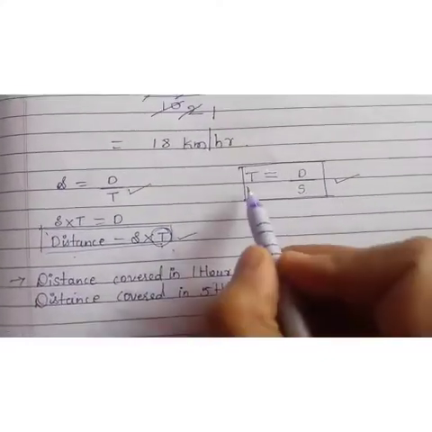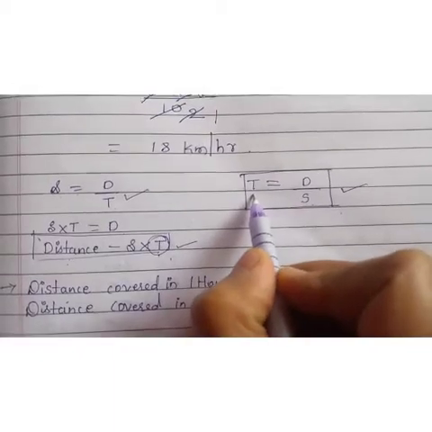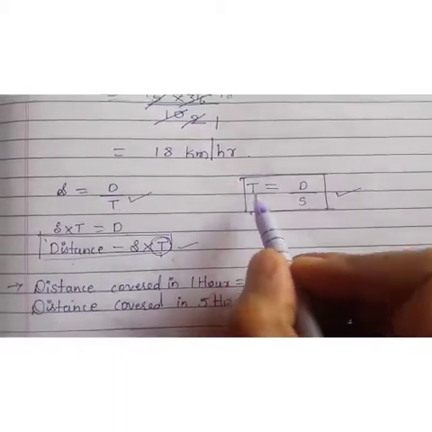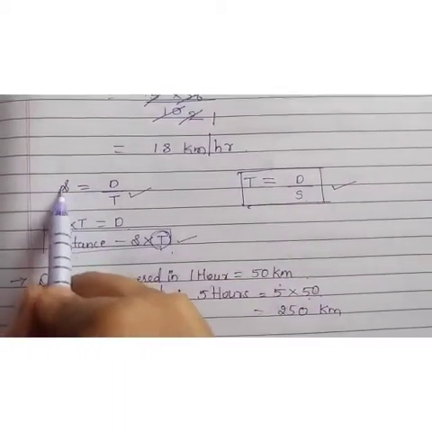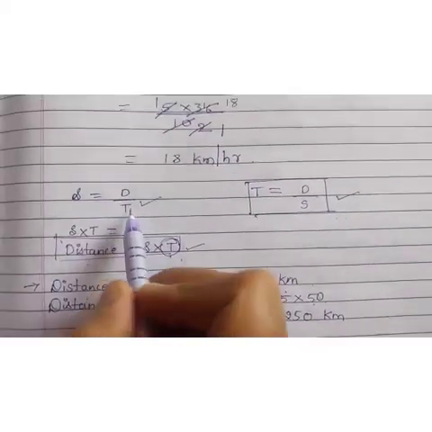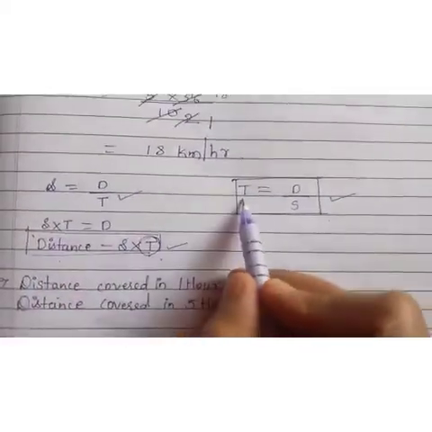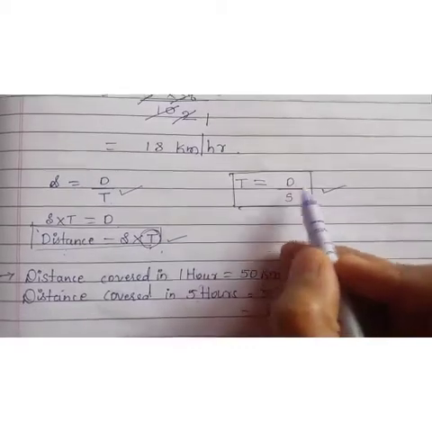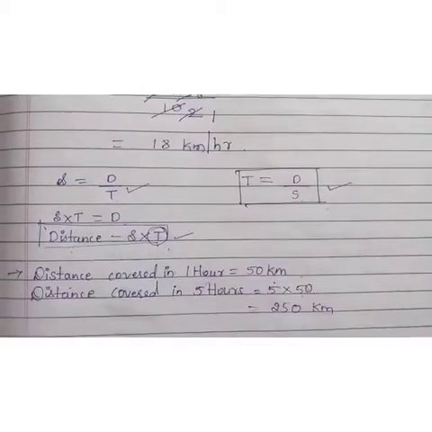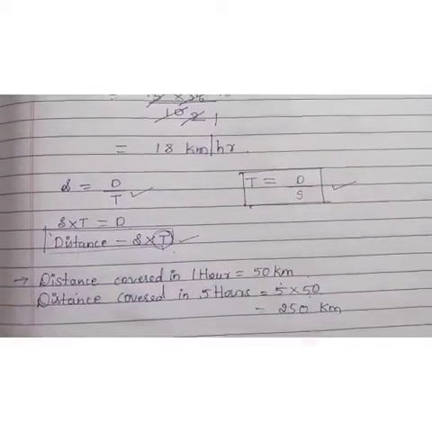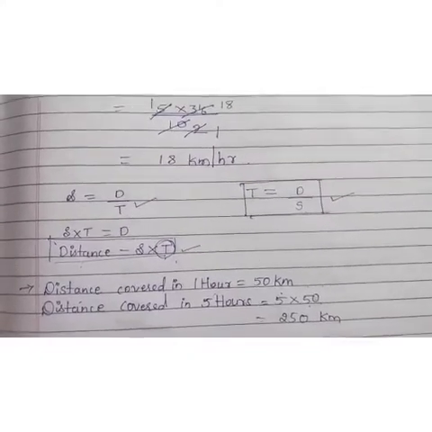Similarly, if we want to find time, what do we have to do? As it is single here, when it comes to this side it becomes division. So time taken will be distance upon speed. So based on these two formulas we will solve some examples.